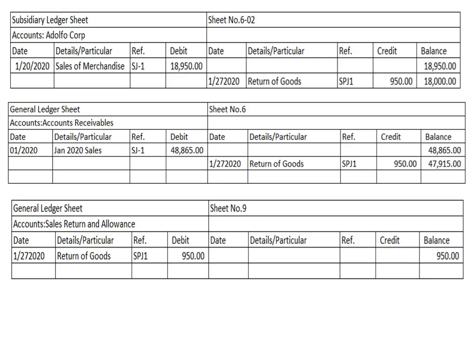So here's our ledger. If you see, we still have to post all the accounts. Here it is. And then we post our return to the subsidiary ledger of Adolfo, so that we know it's for Adolfo. So Adolfo's liability to us is only 18,000, or our accounts receivable from Adolfo is only 18,000. So the accounts receivable is less by 950, and our return and allowance is also less by 950.